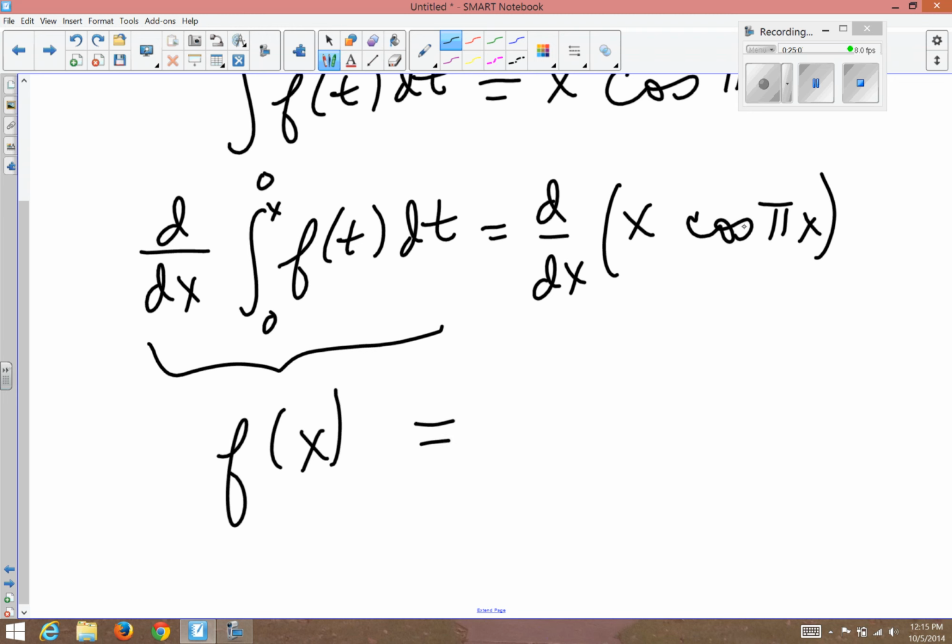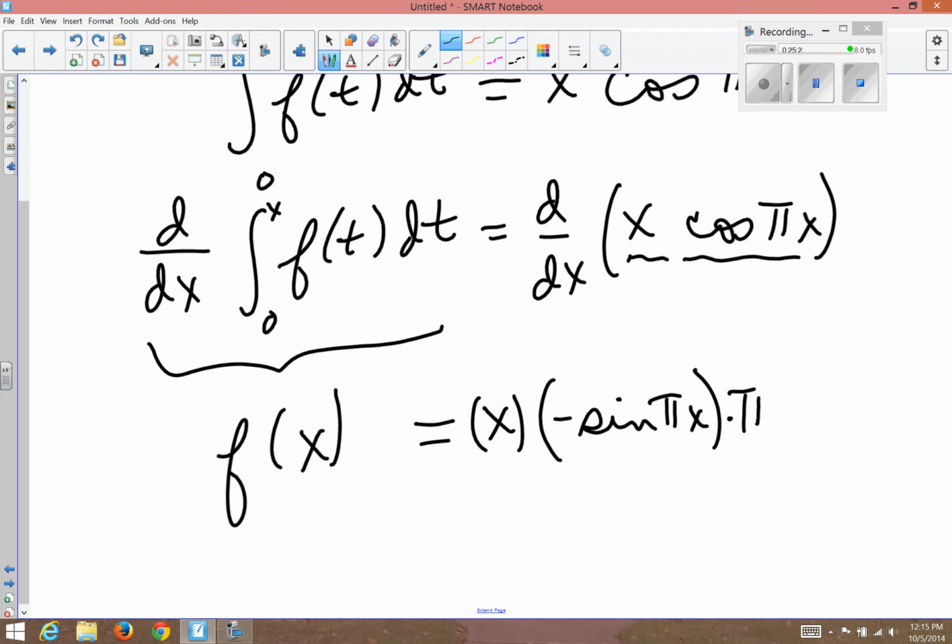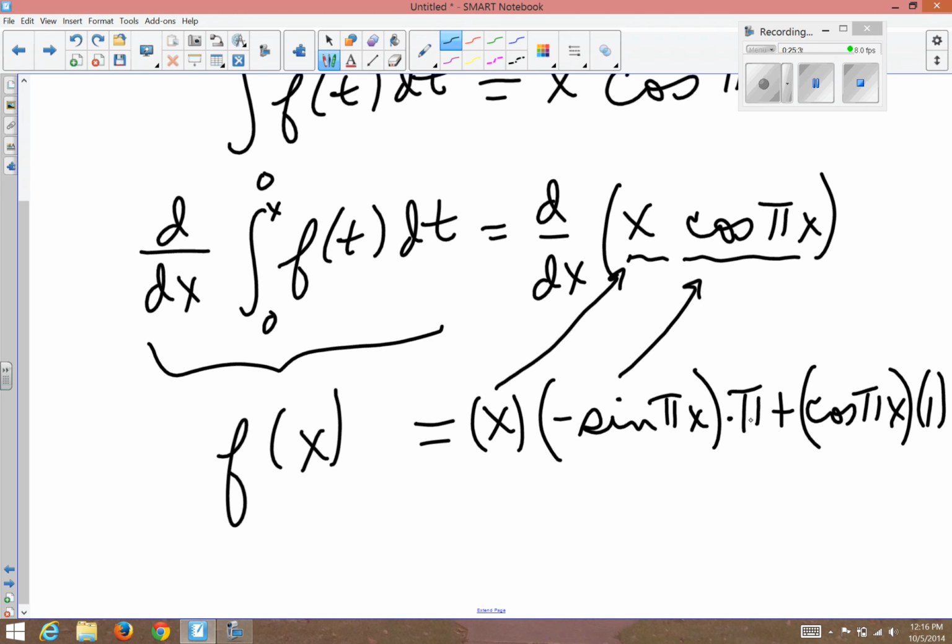The derivative of the other side requires a product rule. This is saying the derivative of a product. The derivative of a product is always the first times the derivative of the second, plus the second times the derivative of the first. So there's the first. This is the derivative of the second. The derivative of cosine pi x is negative sine pi x times pi, chain rule, plus the second times the derivative of the first.